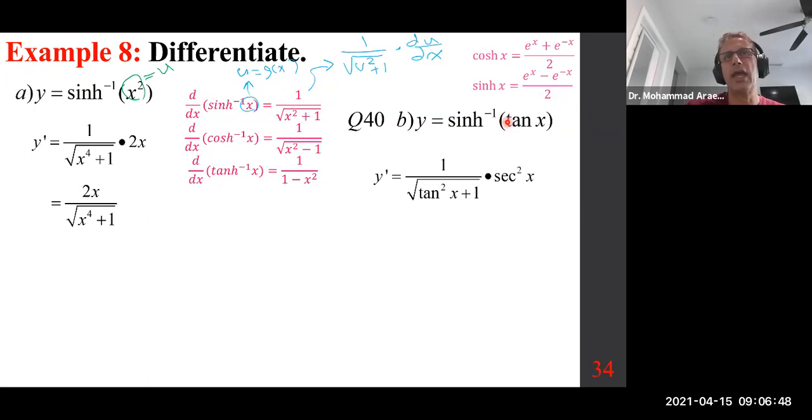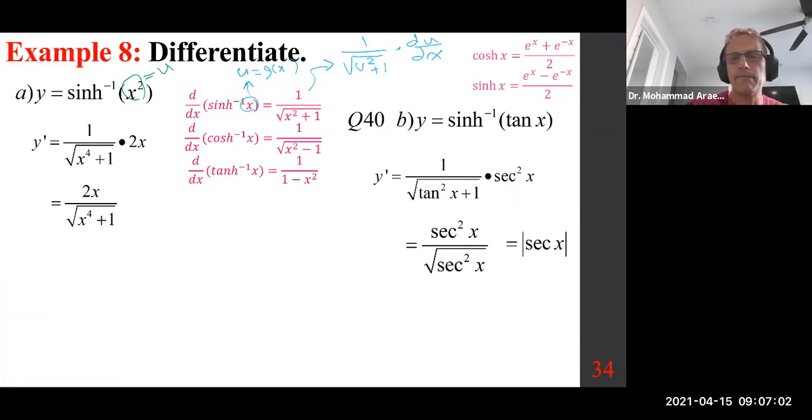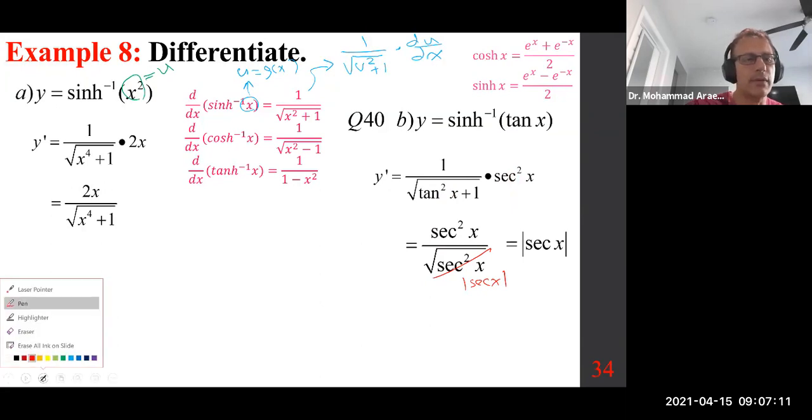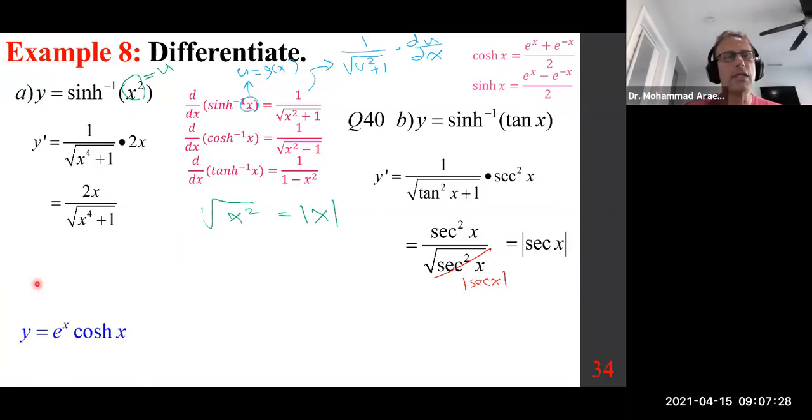That is sort of new. Now, everybody remembers tan squared and 1, they add up to secant squared. I hope you remember that. So this becomes secant x, and with the secant squared, they cancel each other. And the reason we use an absolute value is because this is actually secant x in an absolute value. Okay, class? I hope you remember that the square root of x squared is not equal to x, it is equal to the absolute value of x. We've discussed that.